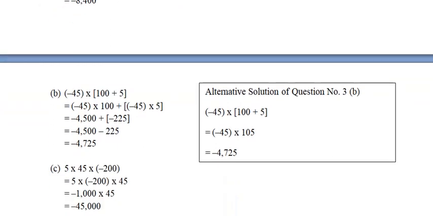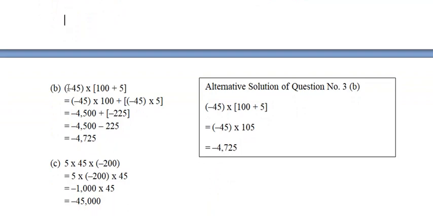The same thing is applied here. This 45 is for both the numbers. It is for 100 as well as for 5. So minus 45 into 100 plus minus 45 into 5. Then you will get the answers as 4500 plus minus 225, because if you multiply 45 and 5, you will get 225.